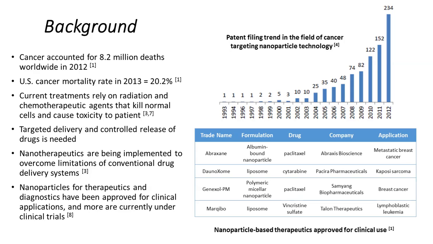In the year 2012, cancer accounted for roughly 8.2 million deaths worldwide. Specifically in the United States, in the year 2013, the cancer mortality rate was hovering around 20%. Current treatments for cancer rely on radiation and chemotherapeutic agents. These work by destroying rapidly dividing cells in the body, which is the main property of neoplastic and cancerous cells.